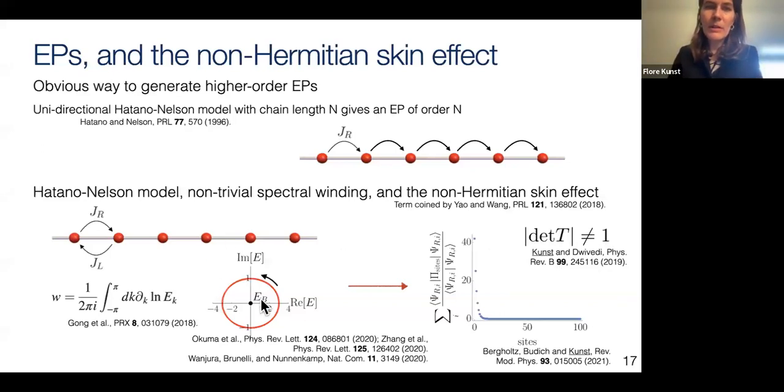And this correspondence between a non-trivial spectral winding number and this non-Hermitian skin effect under open boundary conditions was first realized in these papers here. And this introduces a new type of bulk-boundary correspondence in these non-Hermitian systems.